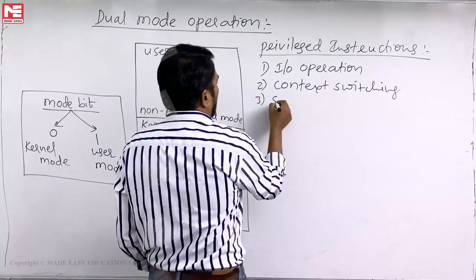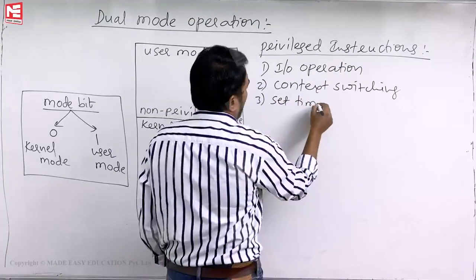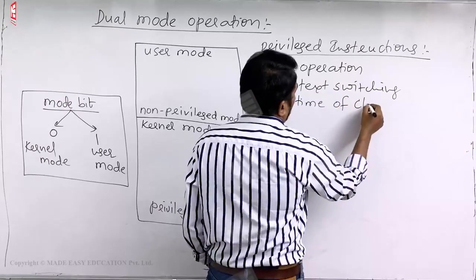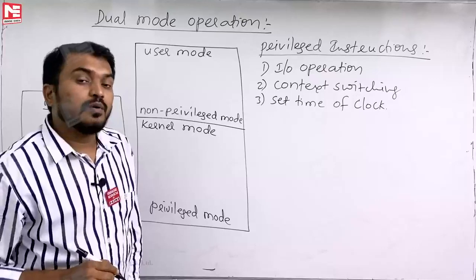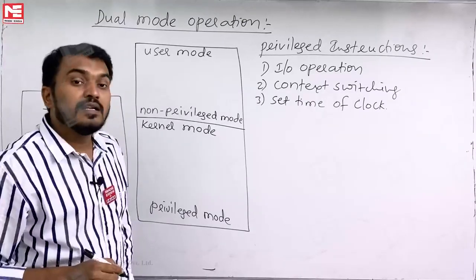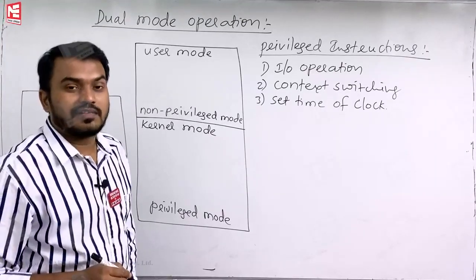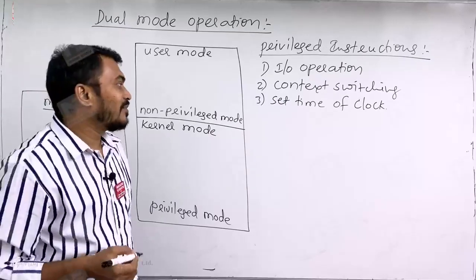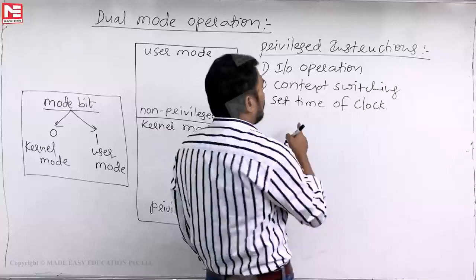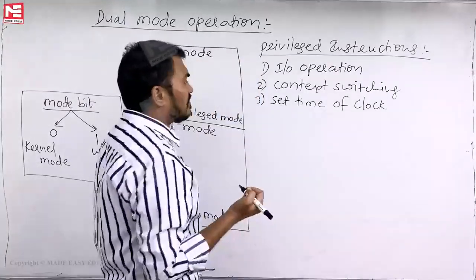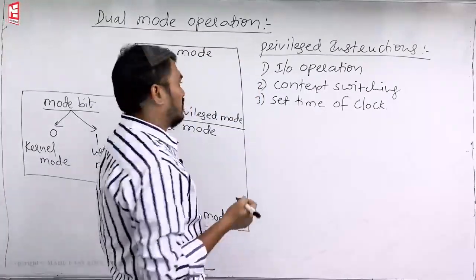Next, set the time of clock. Understand here: clock time in the sense of what? The system clock, exactly, not your own clock, right? So set the time of the system clock. You are updating the time of the system. So that is considered a privileged instruction, because that requires more protection and security.